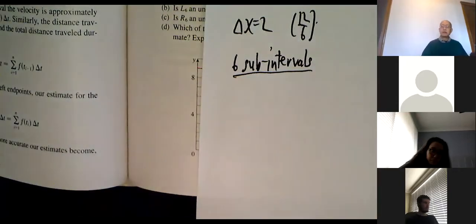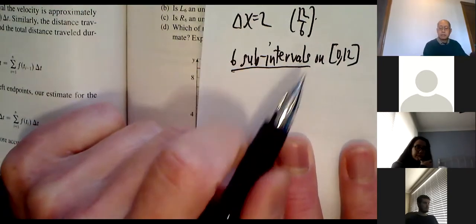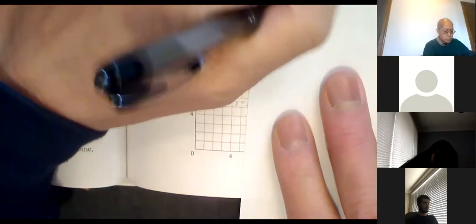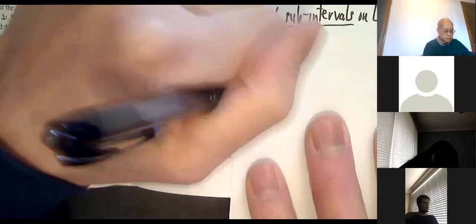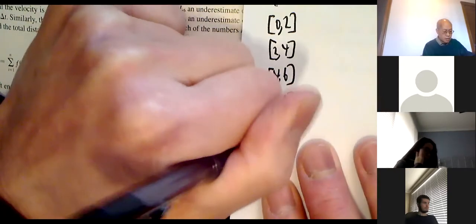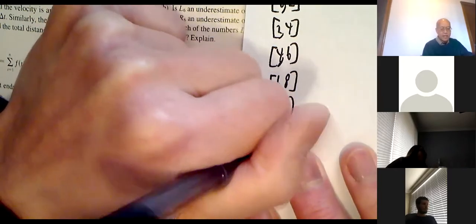See, what is a sub-interval? It's a smaller interval. Okay. The whole interval was from 0 to 12, right? Including 0 to 2. Okay. So here are the 6 sub-intervals. 0 to 2, 2 to 4, 4 to 6, 6 to 8, 8 to 10, 10 to 12. And yes, this is very tedious.